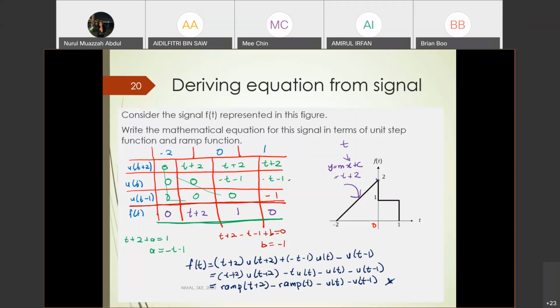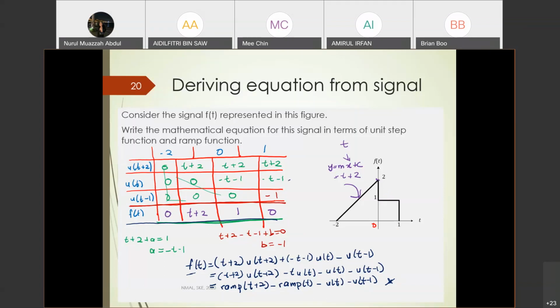The most important part is that you have to get this part correct. The bottom equation has to be correct. If you get this wrong, then you get all of this wrong. So how to check it back? You can plot this f(t) back, and you'll see whether you get this form. This is how you check it back.